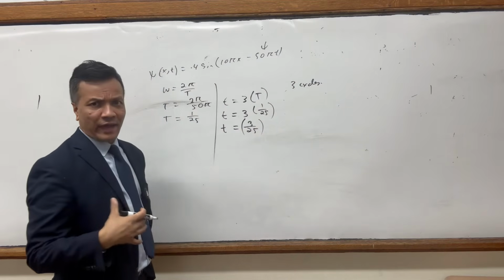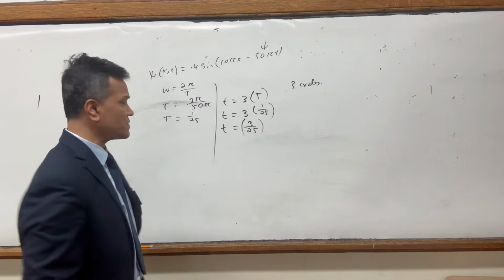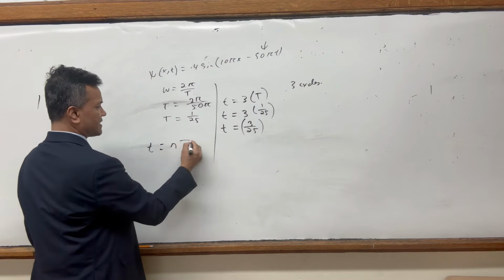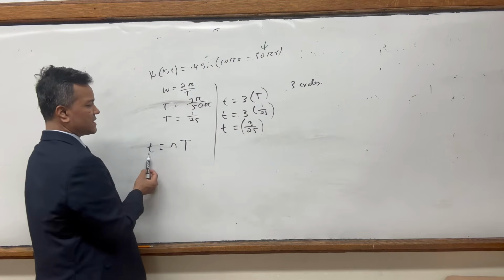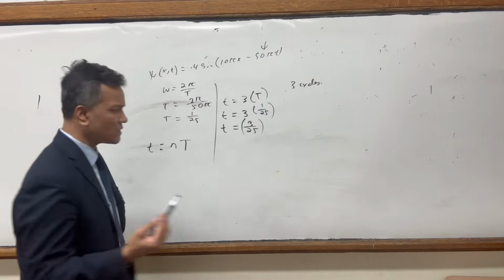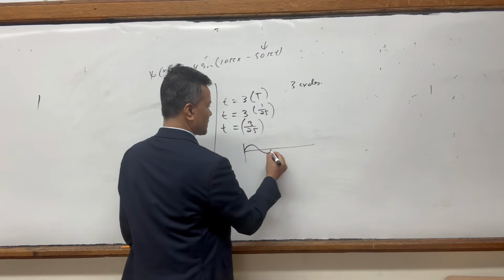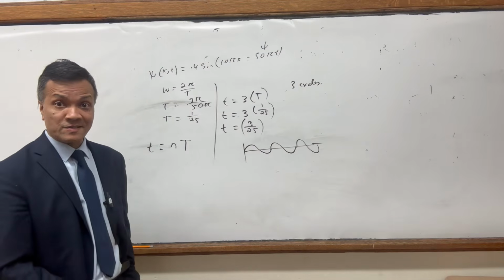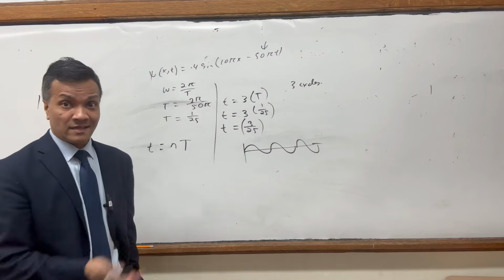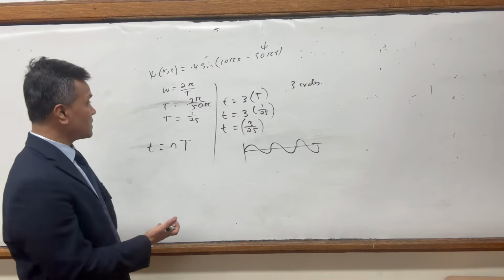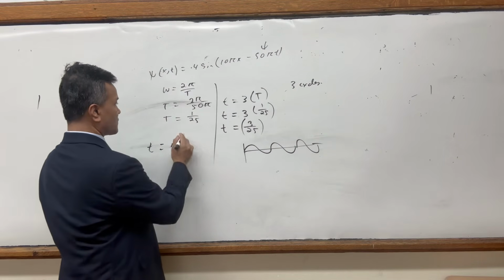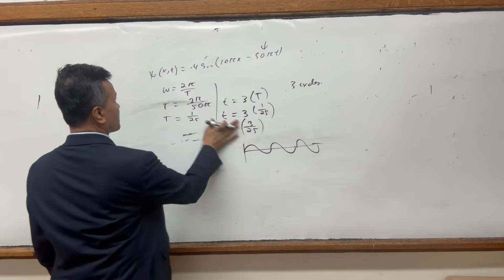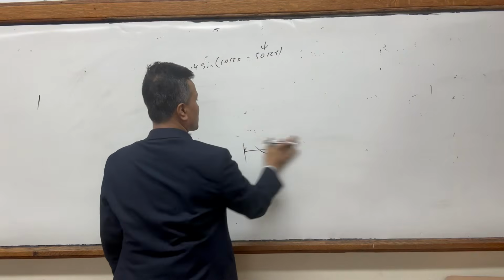If I ask you for n cycles, how long does it take for n cycles? You're going to say n times T is equal to nT, right? And T is the period and t is the time it takes. 3 cycles would be like this: 1 cycle, 2 cycles, 3 cycles. How long does it take? 3 over 25 seconds, right? n times 1 over 25. Okay, all right. So n over 25.